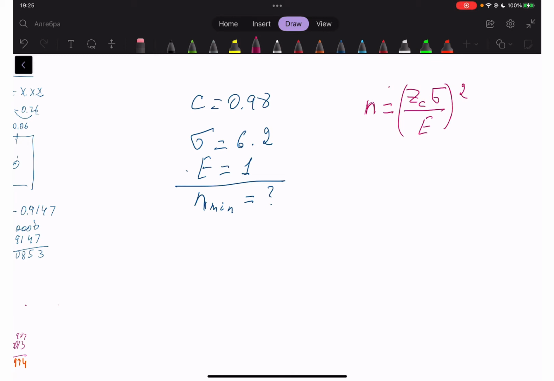So confidence interval 0.98, which means 1 minus 0.98, let me use blue color, it's going to be 0.02, correct? And then dividing by 2, for one tail, I'm getting 0.01. Now I have to go and find the z-score.